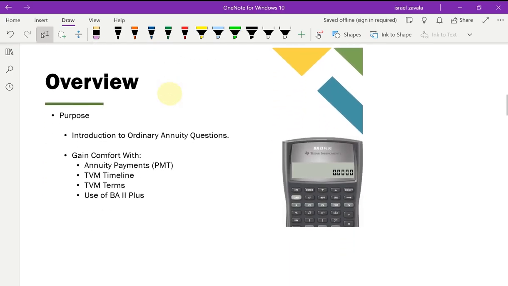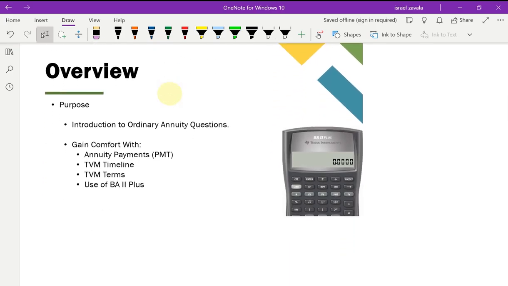All right, so quick overview. We're going to introduce you guys to ordinary annuities. Again, when you see that, you should be thinking PMT in your financial calculator. Of course, we're introducing you to that term. We're going to be talking about the new time value of money timeline, time value of money terms, and the use of the BA2 Plus.